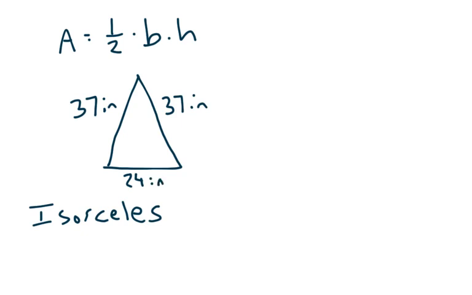So if we want to find the perimeter of this triangle, well, that's what we get if we were to walk all the way around. We need to add up all the sides. So we've got 37 inches plus 37 inches plus 24 inches. And so the perimeter of this triangle is going to be 98 inches.